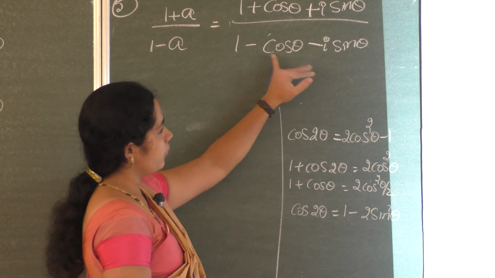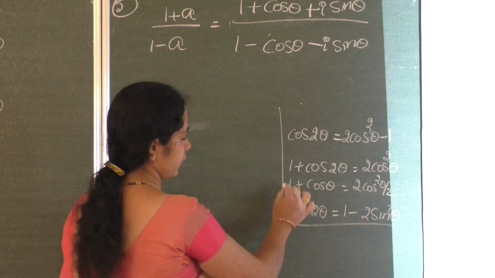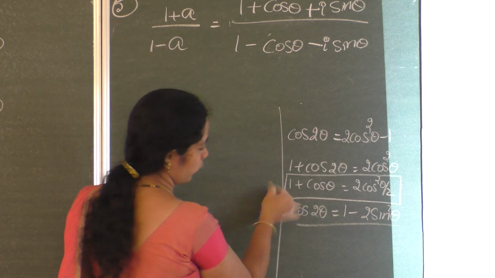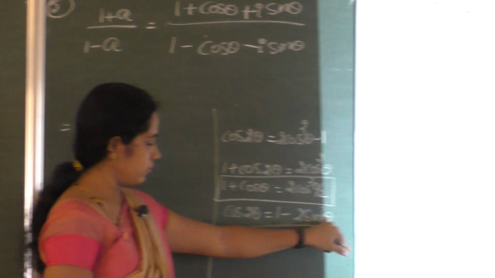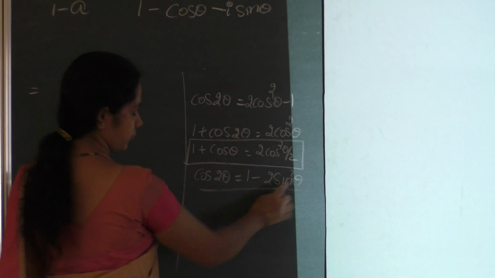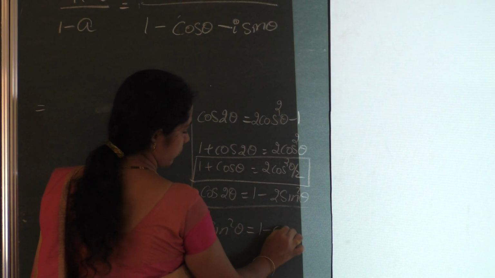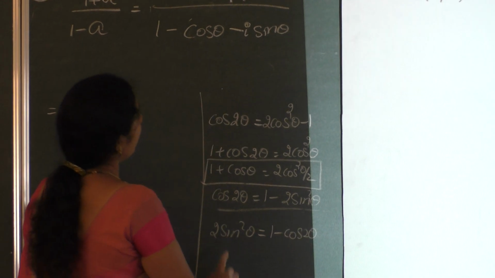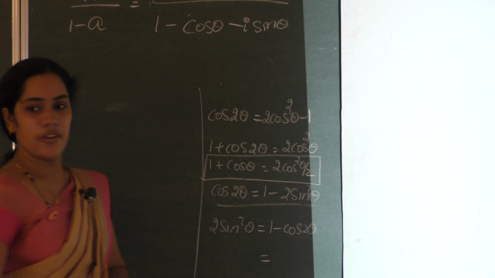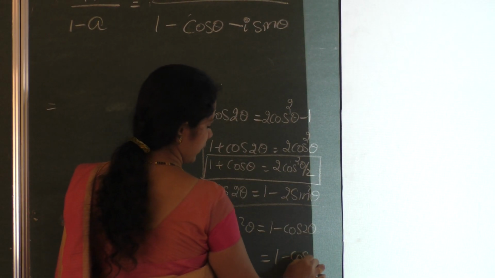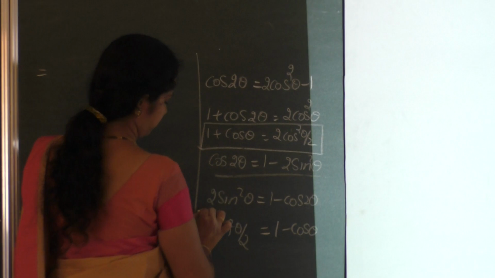Similarly, in the denominator we have 1 minus cos theta. The formula is cos 2 theta. One more, cos 2 theta is 1 minus 2 sin square theta. Let us take this to the other side. What is 2 sin square theta? 2 sin square theta is 1 minus cos 2 theta. Again we have cos theta, here we have cos 2 theta. Apply half angle here. 1 minus cos theta is equal to 2 sin square theta by 2.